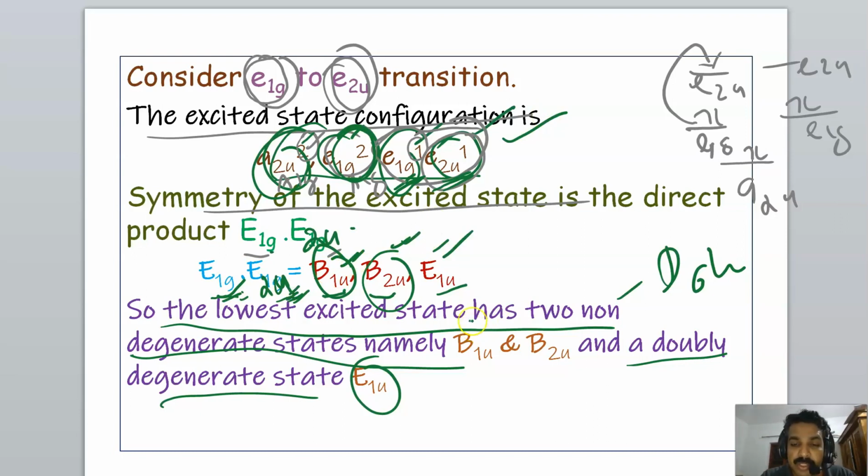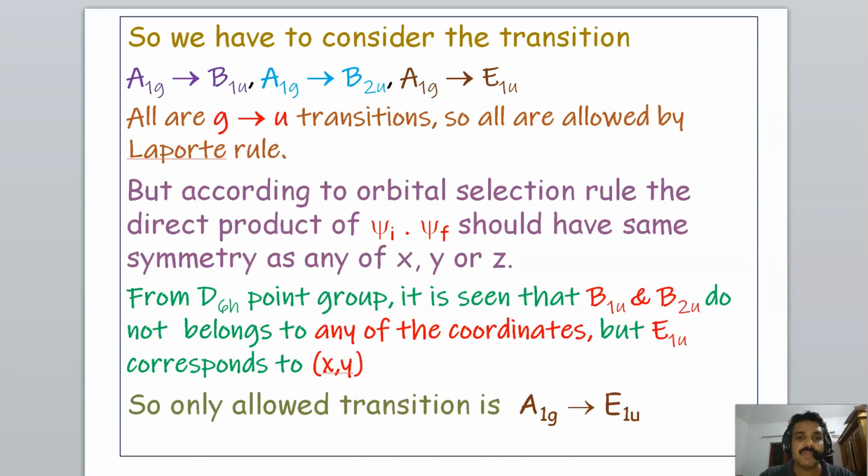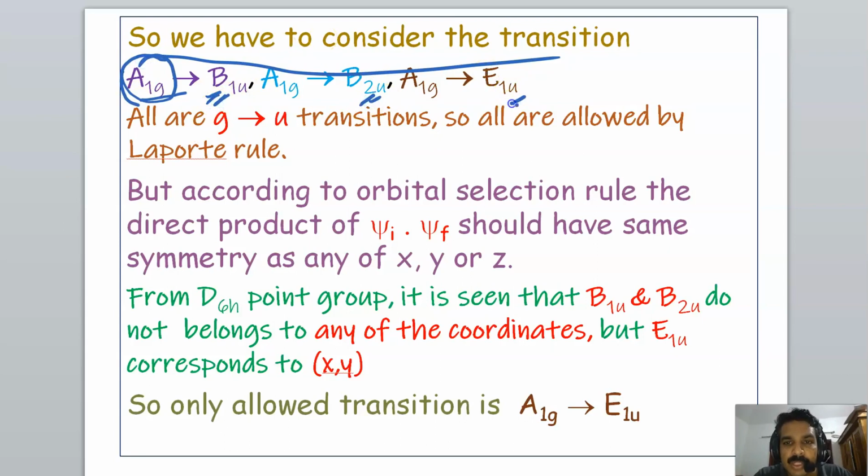That is, one is a non-degenerate B1U level, another also non-degenerate B2U level, another one is a doubly degenerate E1U level. So now we have to consider three transitions. The lowest level, ground level is always A1G. There are three excited levels, B1U, B2U, E1U. So there we have to consider three transitions: A1G to B1U, A1G to B2U, A1G to E1U.